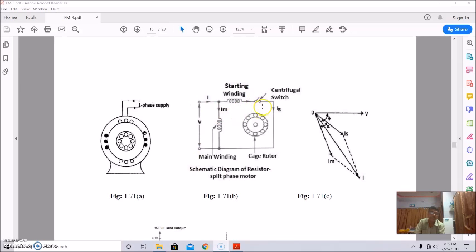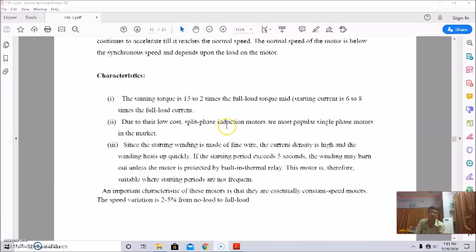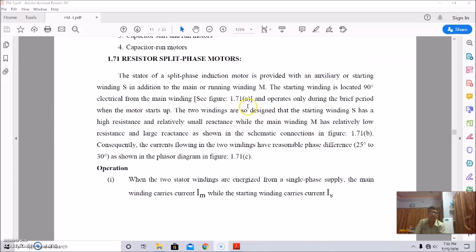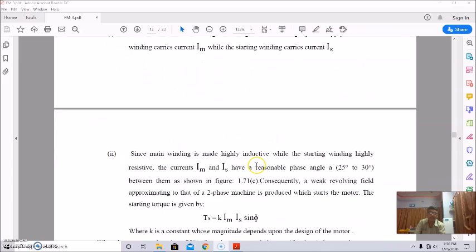Both the windings are energized from the single phase supply. When the rotor speed reaches about 70 to 75% of the rated speed, the centrifugal switch will cut off automatically, and then the entire current will flow through the main winding itself. Okay, so I am coming to the discussion here. The windings are 90 degrees electrical apart, as shown in this figure.